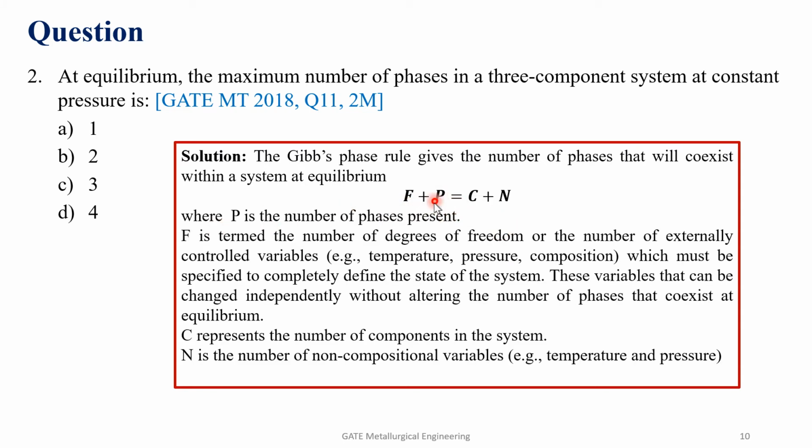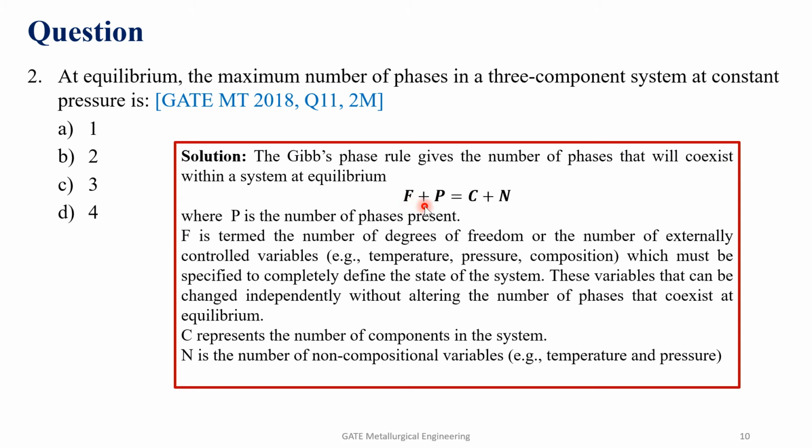First is P. That is what is asked here. That is the maximum number of phases that can coexist. C is the number of components in the system. And N is the number of non-compositional variables like pressure and temperature. F is the number of degrees of freedom, or the number of externally controllable variables which should be specified to define the state of the system.